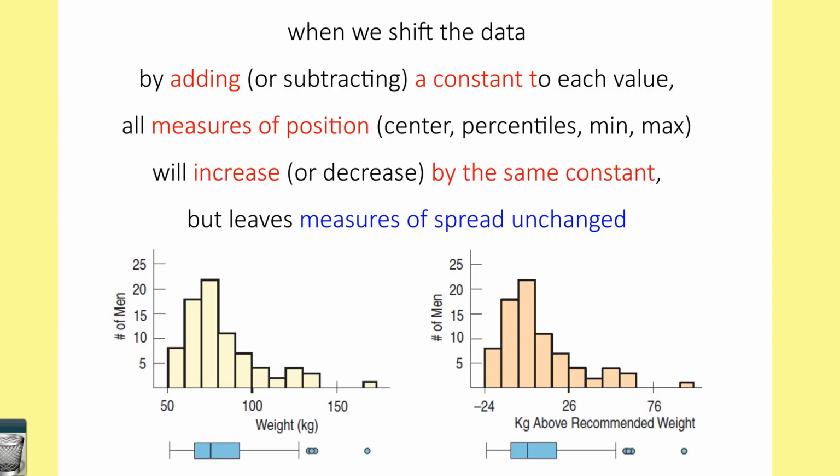Before we talk about how the z-score is affected, understand how regular data is shifted. If we add or subtract something to all of our numbers, it's going to increase or decrease your center, percentiles, min, and max by that same amount. But the measures of spread, like the interquartile range and the regular range, are not going to change.